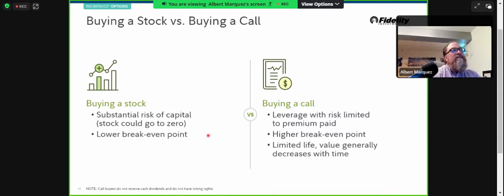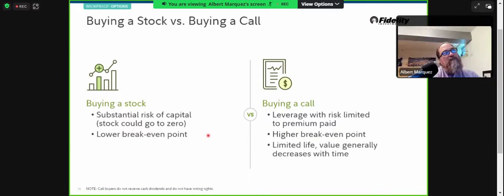Lower break even point, because when we buy a stock, if we paid $42.50 for it, that's our break even, right? With the stock, it either goes up or down. Hopefully it goes up for us if we were to be a purchaser of that stock, and the break even point is simply what we paid for it.